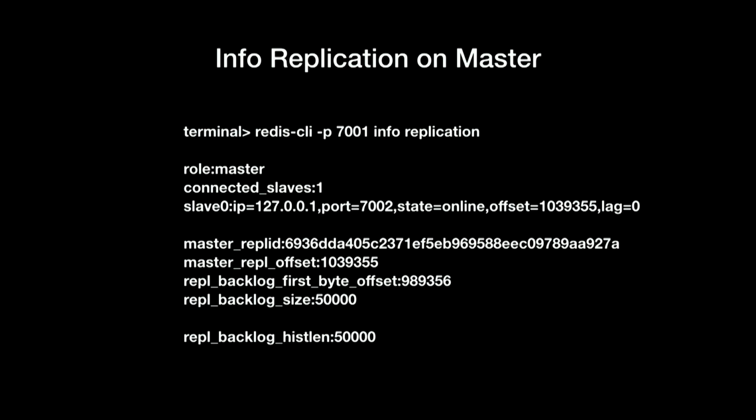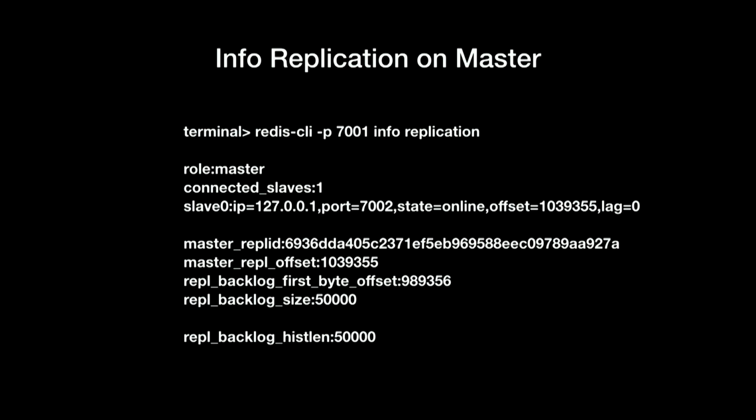Lag tells you when was the last time that this replica talked to me. Each replica talks to the master by default every second. So in a typical healthy production system, you see this number going between 0 and 1 all the time. But whenever a replica dies or the network connection gets broken, you see the lag increasing.